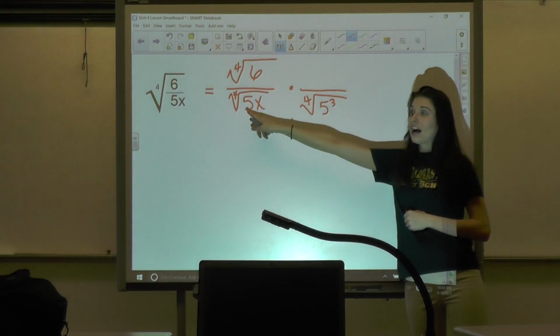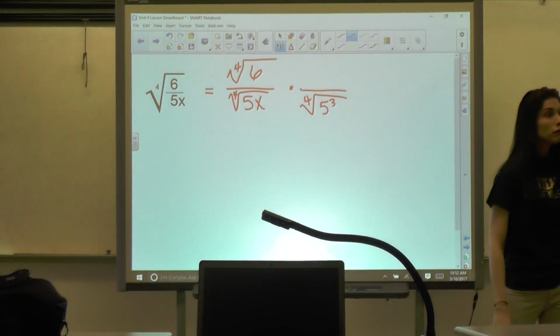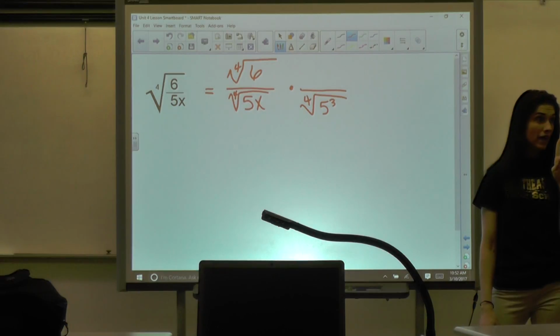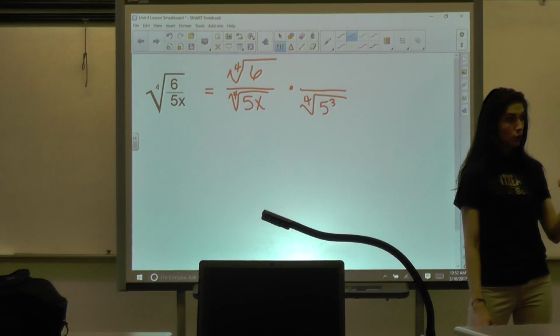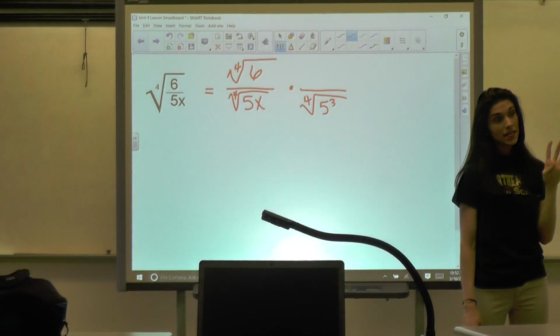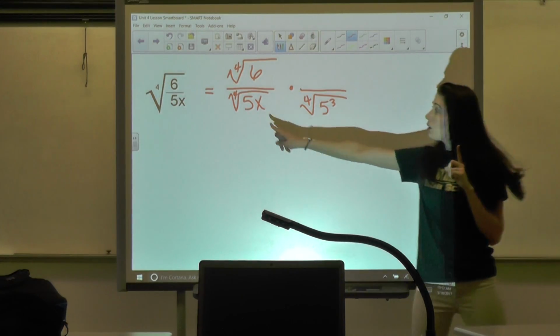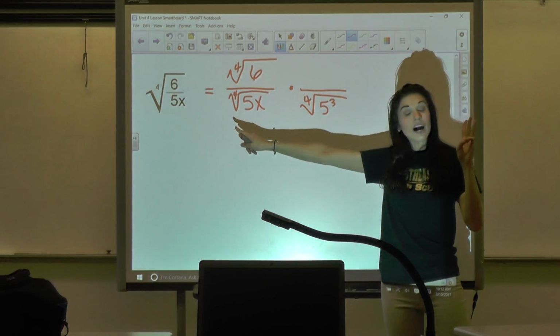I have 1 5 here, and I have 3 5s here, so now I have 4 5s. Okay? I can't break it down any more than that. One more time. You told me it's a fourth root, so I need to have 4 of something in order to bring 1 out. I only had 1 5, so I needed 3 more 5s.